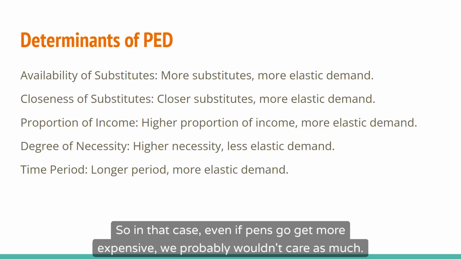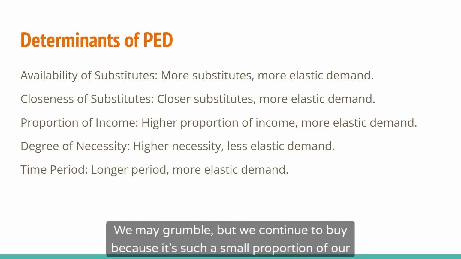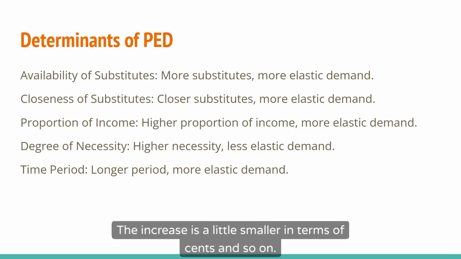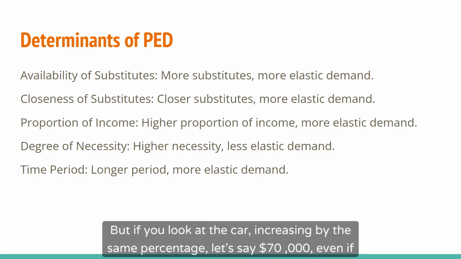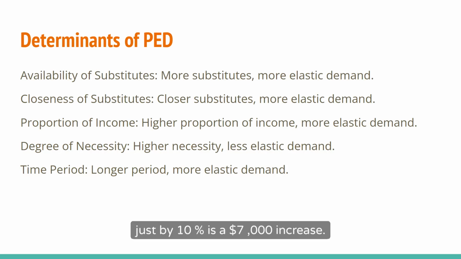So in that case, even if pens get more expensive, we probably wouldn't care as much. We may grumble, but we continue to buy, because it's such a small proportion of our income, right? The increase is also smaller in terms of cents and so on. But if you look at the car, increasing by the same percentage, let's say $70,000, even if it increases just by 10%, it's a $7,000 increase. So it's a very big proportion of your income.